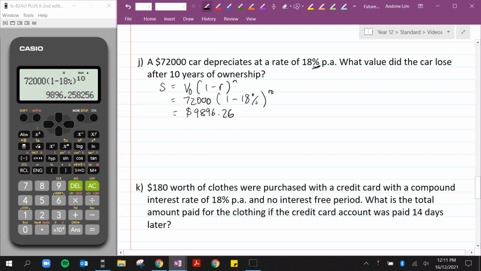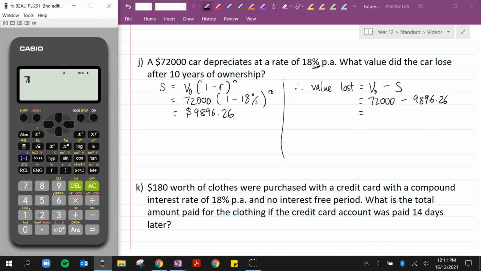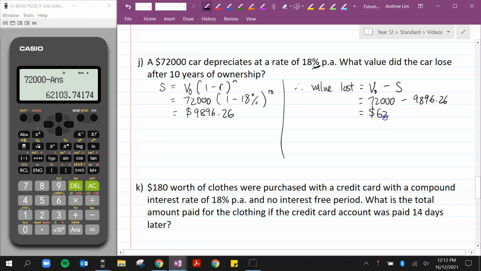9896.26. Now the question asks, what value did the car lose? Not how much it's worth. So now we know after 10 years it's worth $9,896. But how much did it lose? Value lost is the value at time 0 minus the salvage value, which is 72,000 minus the 9896.26, which is $62,103.74.